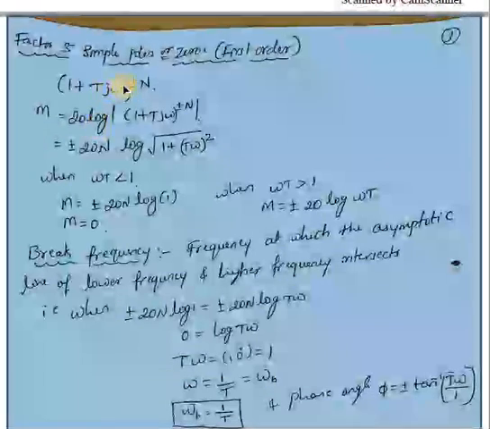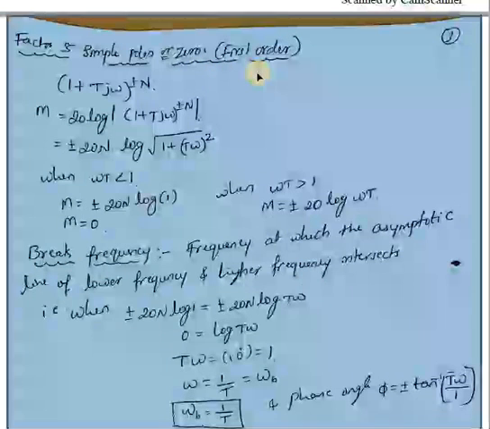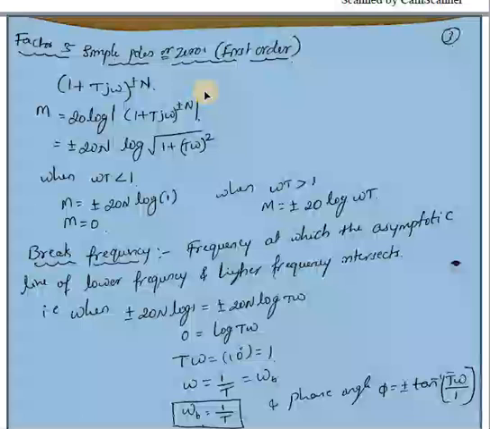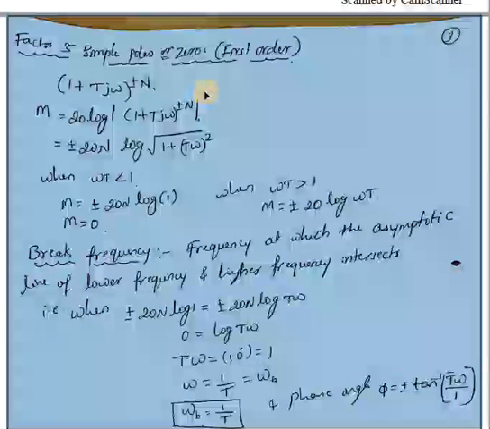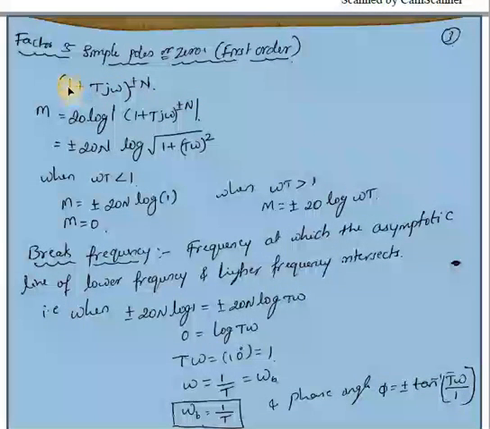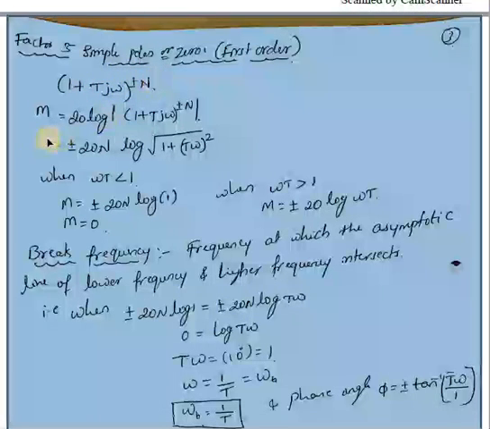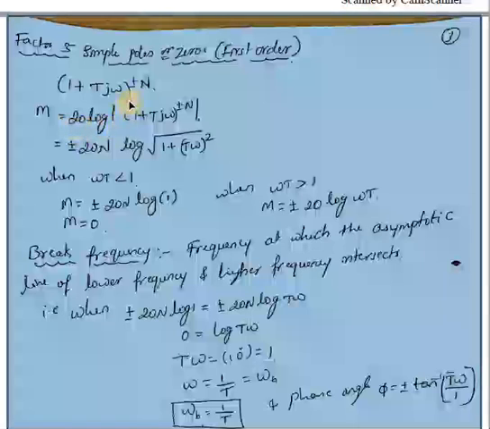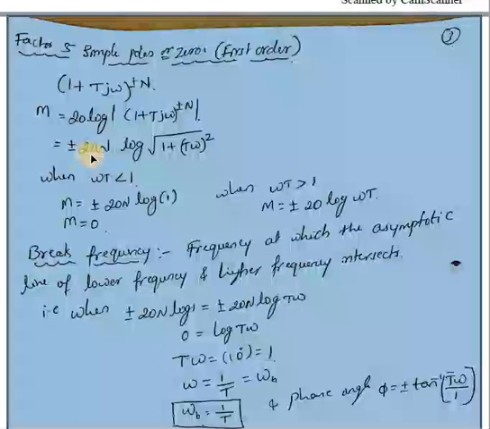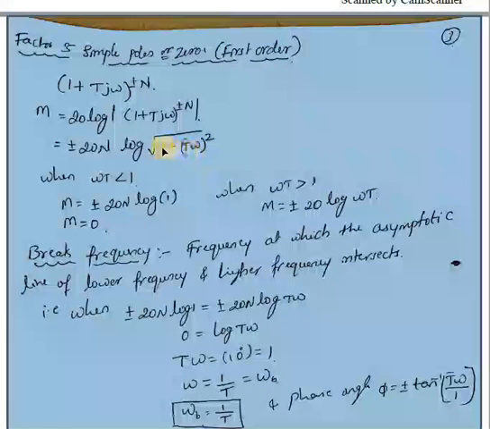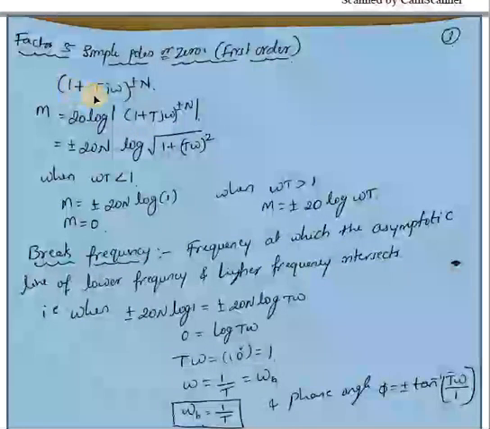So the third factor is simple poles or zeros of first order. If you have terms like 1 plus s or 1 plus 5s, we can call them simple poles or zeros of first order. So that is 1 plus T of j omega raised to plus or minus n. The magnitude will be 20 log of the modulus of that term, or plus or minus 20n log of the root of 1 plus T omega whole square, because here the real part is 1 and the imaginary part is T omega.